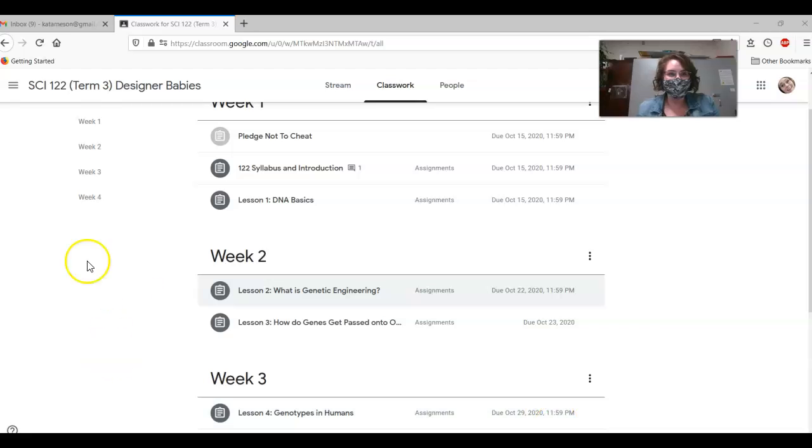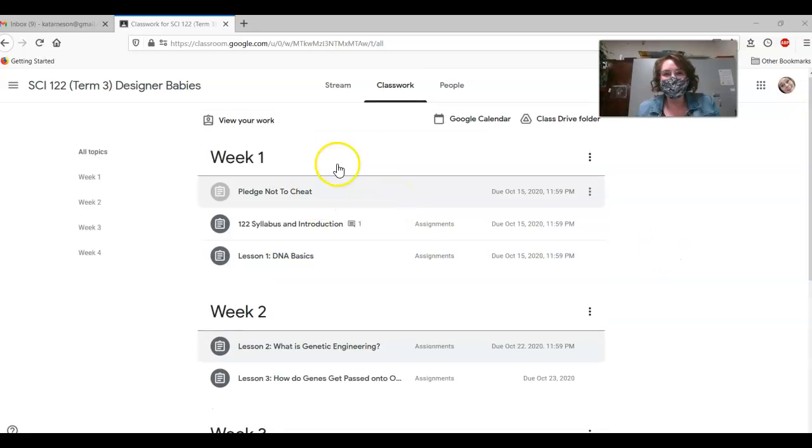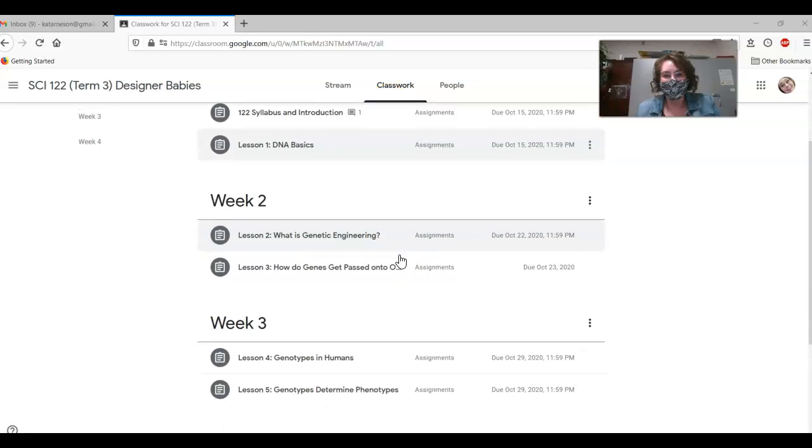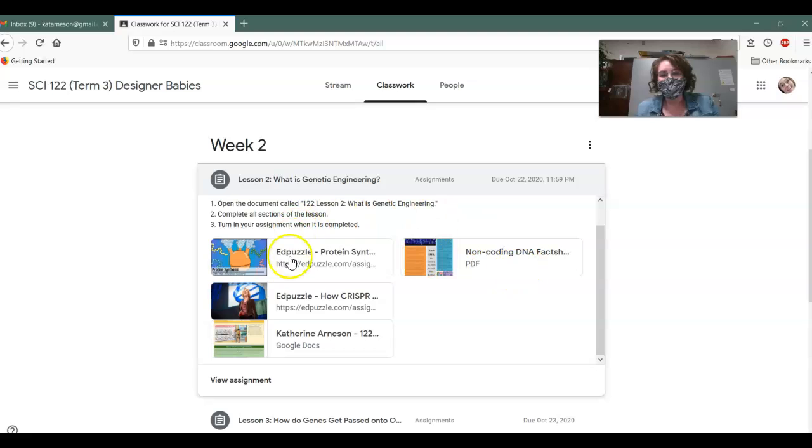And I'm going to help you with Science 122, which is the designer babies, with Lesson 2, what is genetic engineering? So in order to do this, of course, you need to go to your classwork stream and scroll down to Lesson 2. When you click on it, it does not have the document that you actually need to work in. So you have to go to View Assignment.